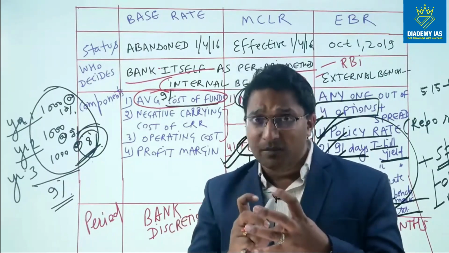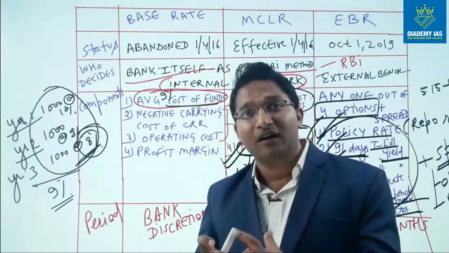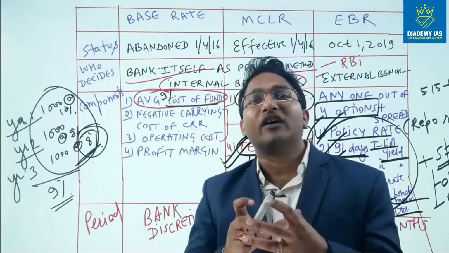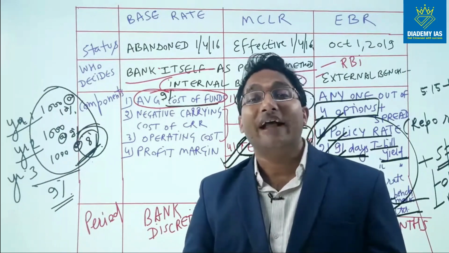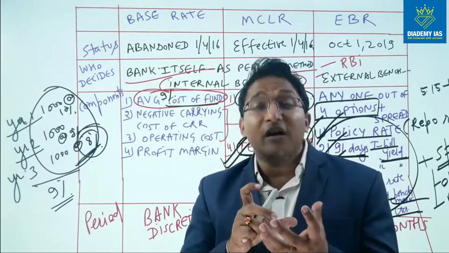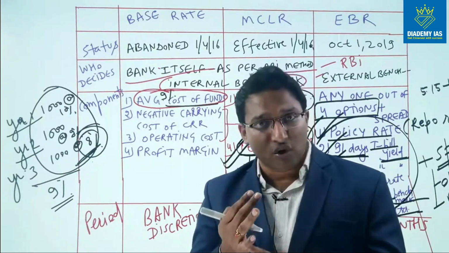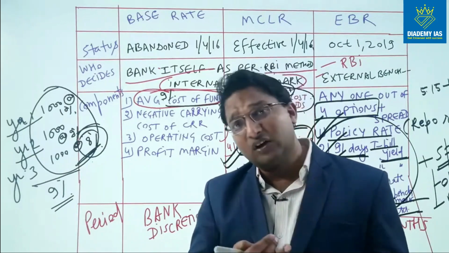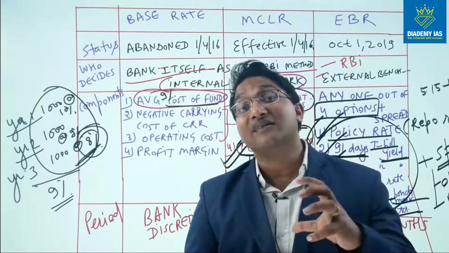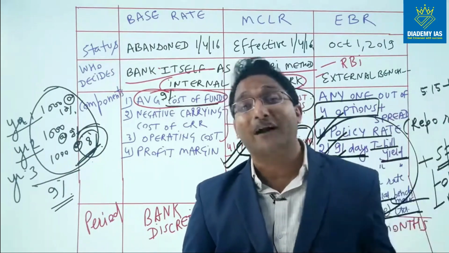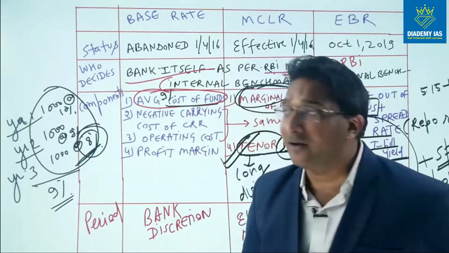If RBI is able to control the money supply in a more effective manner, that means the problem of inflation can be controlled. That means the economic growth can be ensured. So the monetary policy objectives of inflation control and ensuring sustainable economic growth, both objectives can be sustained. So that is the larger overall impact of adopting the external benchmark rate.